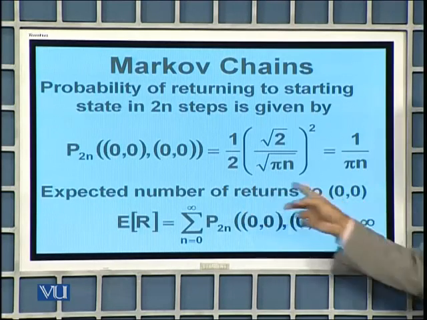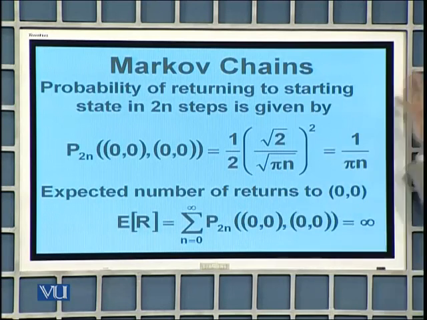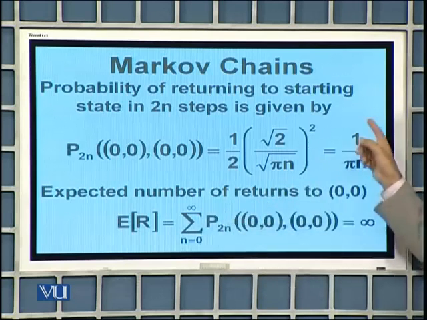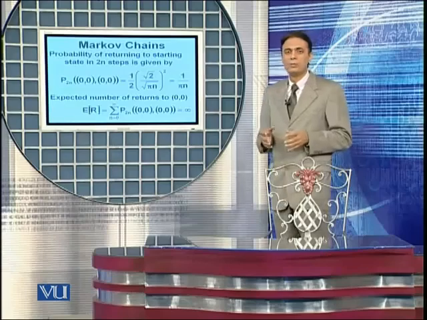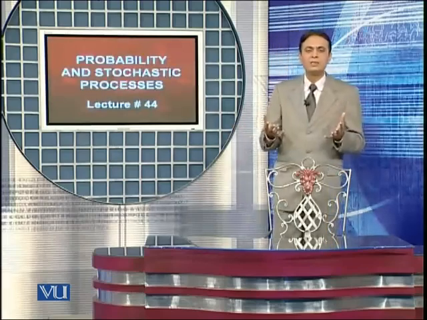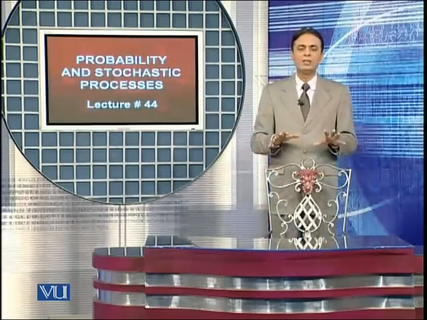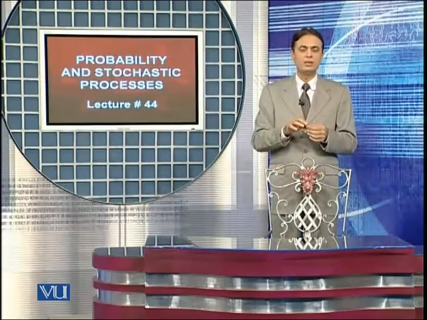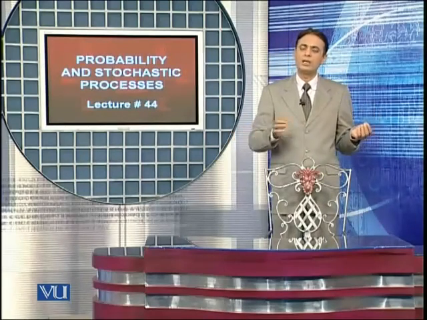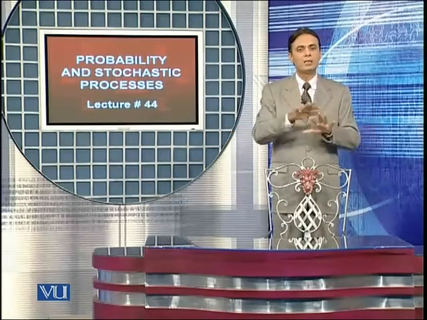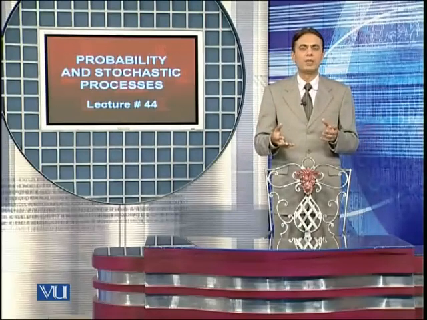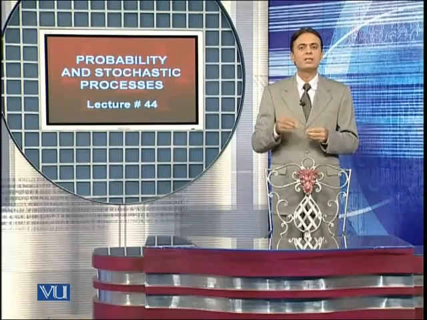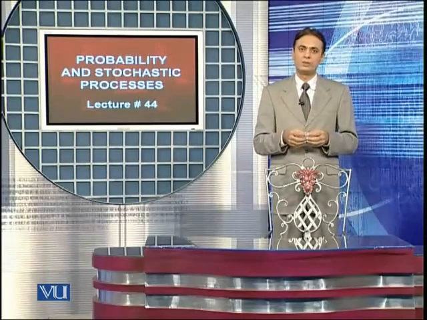And the expected number of returns to this state 0, 0 during the whole evolution of this two-dimensional walk is this summation of 1 over pi n, and this is infinity. What does this mean? This means that if we have a two-dimensional grid and you are moving in a random fashion with equal probability towards right, towards left, towards top and towards bottom, then this random walk on the 2D discretized plane is recurrent. You will come back to the starting state again and again, infinitely often.